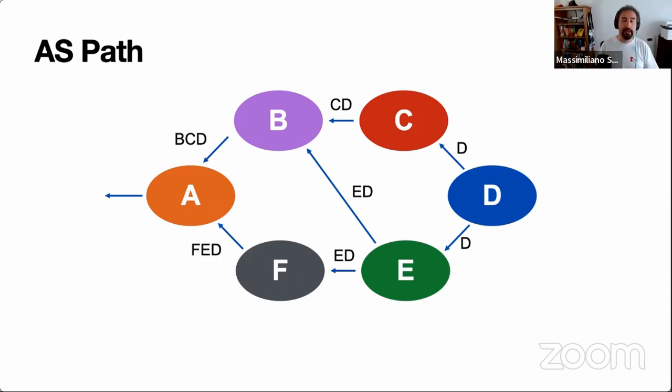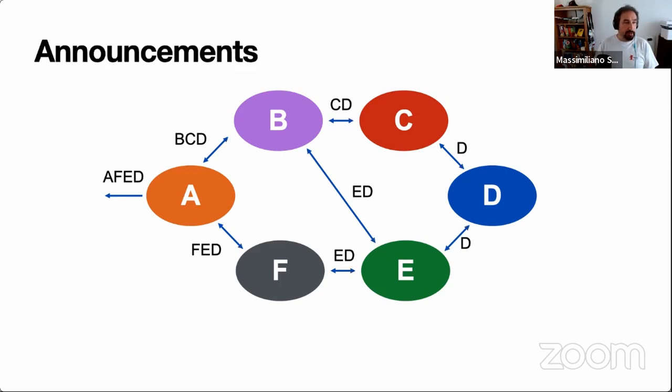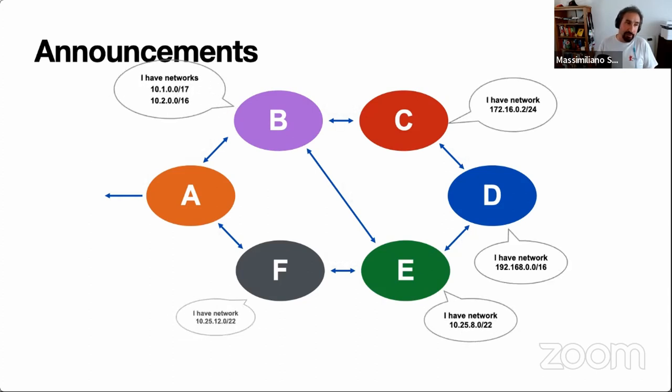So this way you create an AS path, and from A, you will figure out that in order to reach D, you can use either BCD or you can use FED. Or in theory, you could also use BED as a path to reach D. And then so on. So now announcements go both ways, and they go with networks.